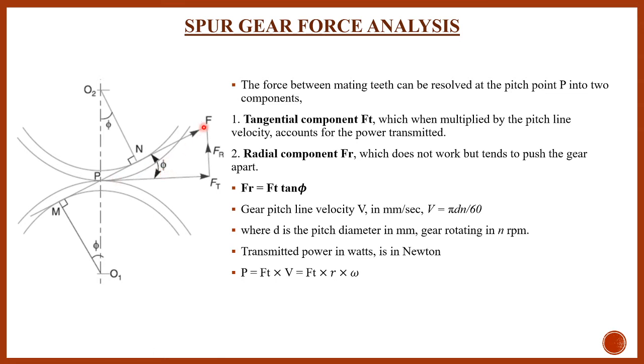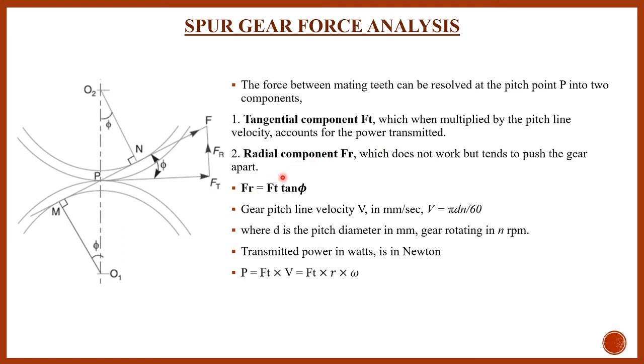Now if you draw one right angle triangle, the force which is parallel to the line joining the two centers is called the radial force, and the force which is tangent to the pitch circle is the tangential force. That tangential force is always tangential to the pitch circle only, not the base circle. Here we have to consider two components. One is the tangential component, which when multiplied by the pitch line velocity gives the output power, and the second one is the radial component.